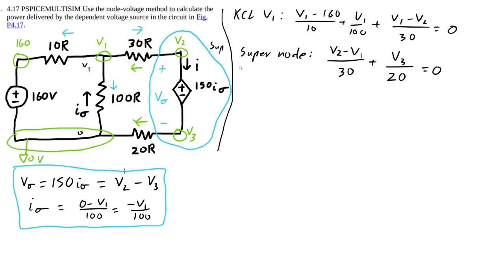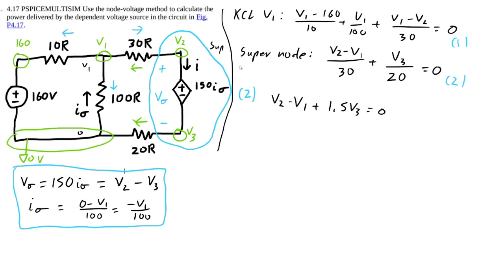Let me write down, I'll call this equation 1, this is equation 2. So I'm going to take equation 2 and multiply everything in it by 30. So we're going to get V2 minus V1 plus 1.5 V3 equals 0. Now, we're going to notice we have V2 and V3. So if we can find a way to put V2 and V3 together, then we'll be able to include our 150 I sigma, and then by extension this.